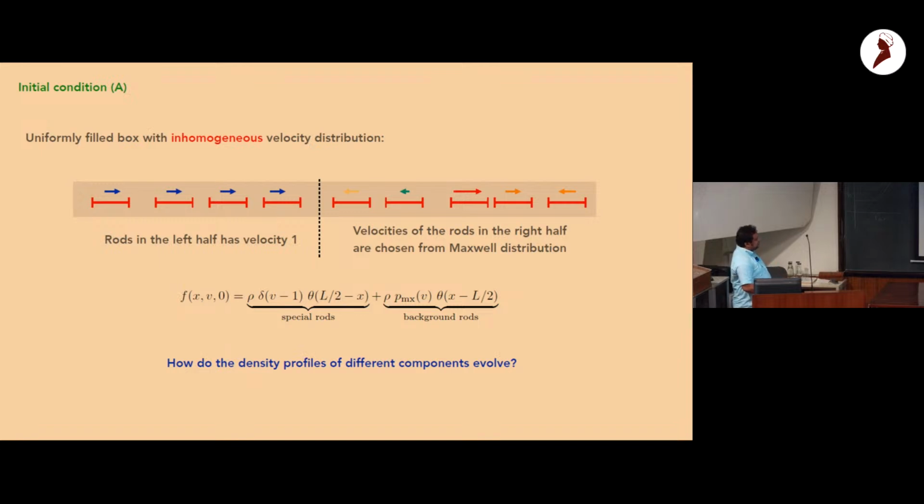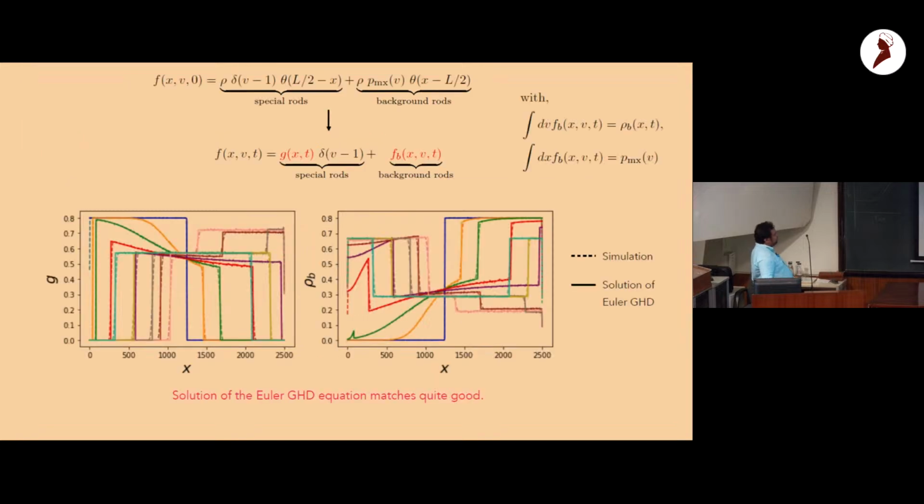So initially, the phase space distribution has 2 components: one for the special rods of velocity 1. That's why you have a delta function in the velocity distribution, and on the right side you have the Maxwell distribution. But the rods are uniformly filled with density rho, and we want to see how this density profile will evolve. Initially it had 2 components. We see that at later times it will also have 2 components, because the special rods will be there, since there will be the same number of rods with velocity 1. So there will always be 2 components. The only thing is that the density was rho, and now it will be some other density profile. Similarly the background phase space distribution will be some other function, and the marginal of that will give you the density profile.